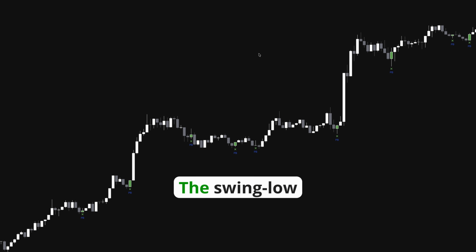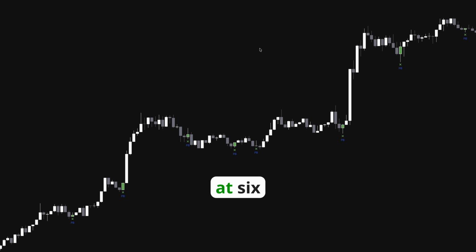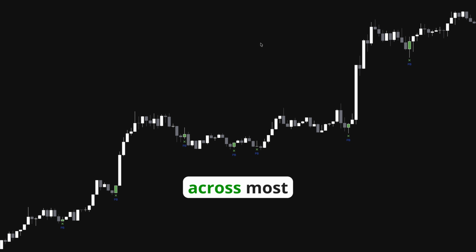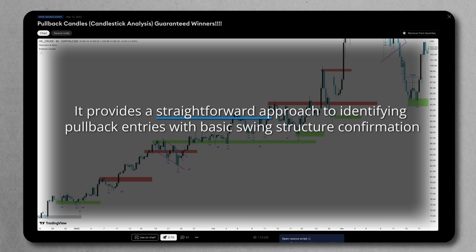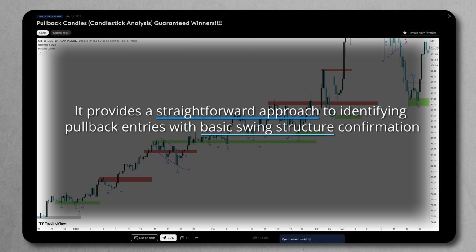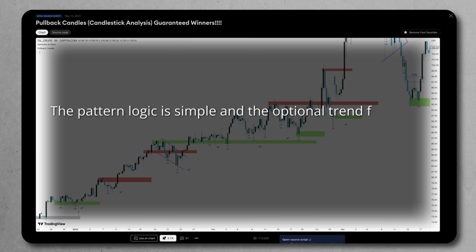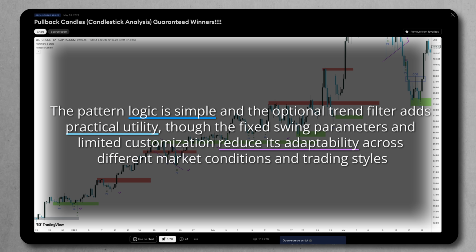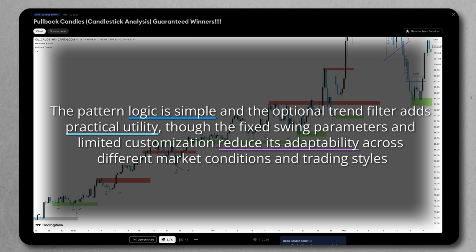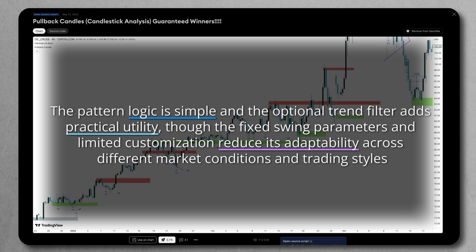The swing low detection period remains fixed at 6 candles, which works across most standard timeframes without requiring optimization. It provides a straightforward approach to identifying pullback entries with basic swing structure confirmation. The pattern logic is simple, and the optional trend filter adds practical utility, though the fixed swing parameters and limited customization reduce its adaptability across different market conditions and trading styles.